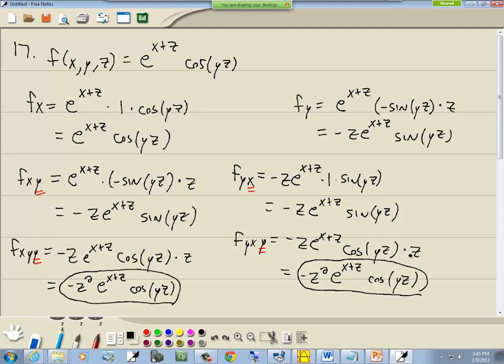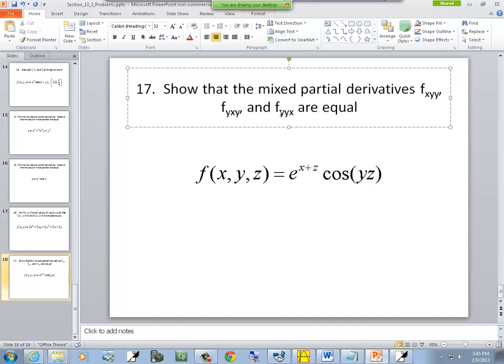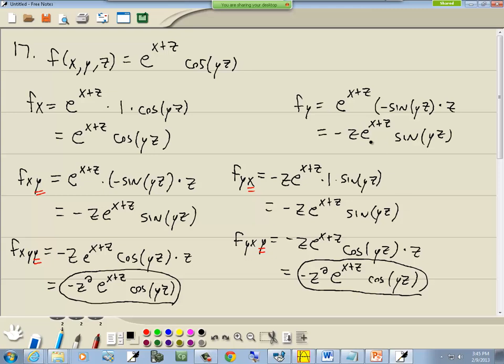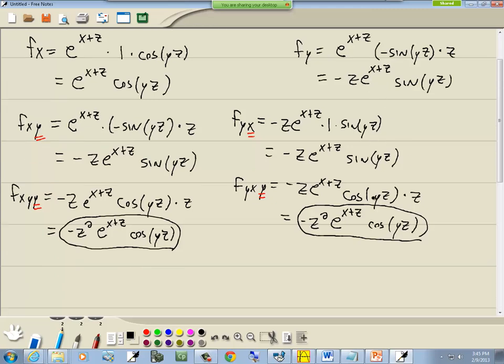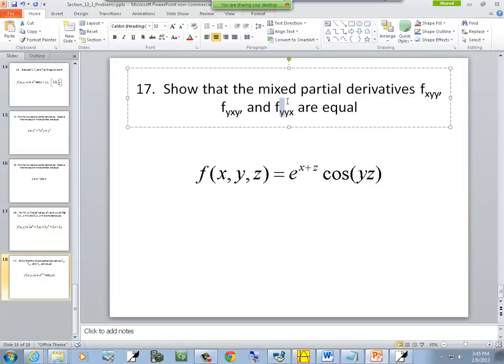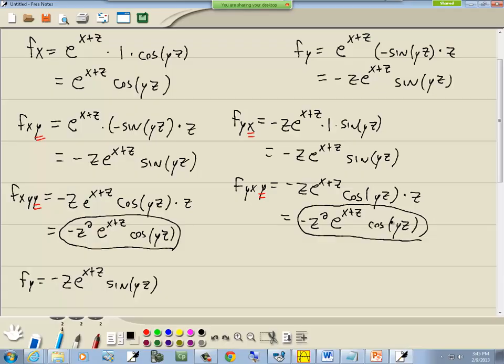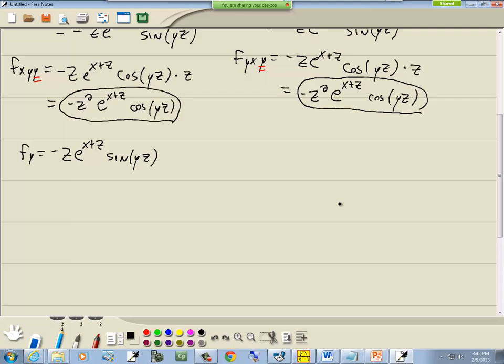Okay. Now this one over here. We're going to start with our first partial with respect to y, which is this right here. So I'm going to write that down again. So negative z e to the x plus z sine of yz. And then we're going to take the partial of that with respect to y.